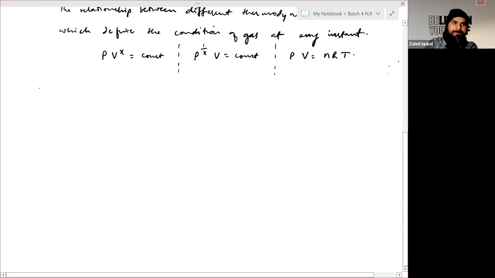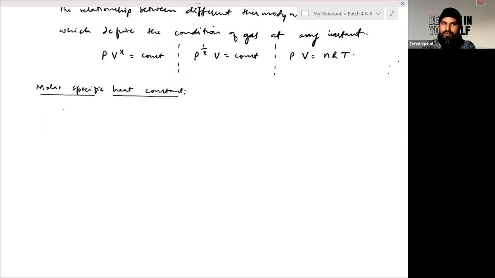Now the next term is molar specific heat constant, which I have already defined in the last chapter in terms of heat capacity, specific capacity, and similarly molar specific capacity. It simply states the amount of heat required to raise the temperature of 1 mole of gas by 1 Kelvin or 1 degree Celsius at a given condition or in different processes.